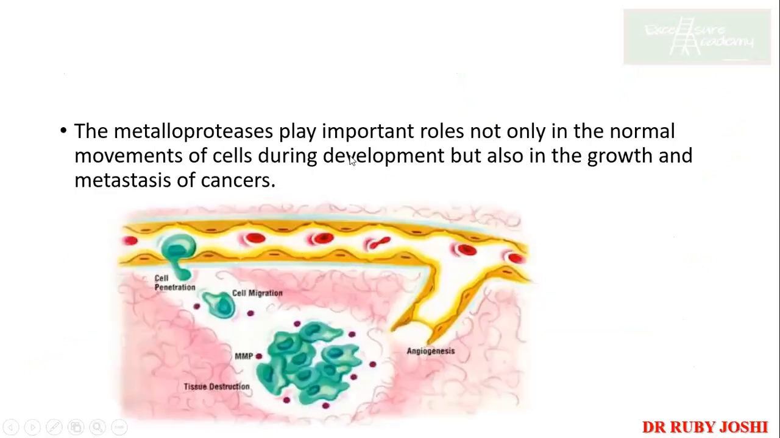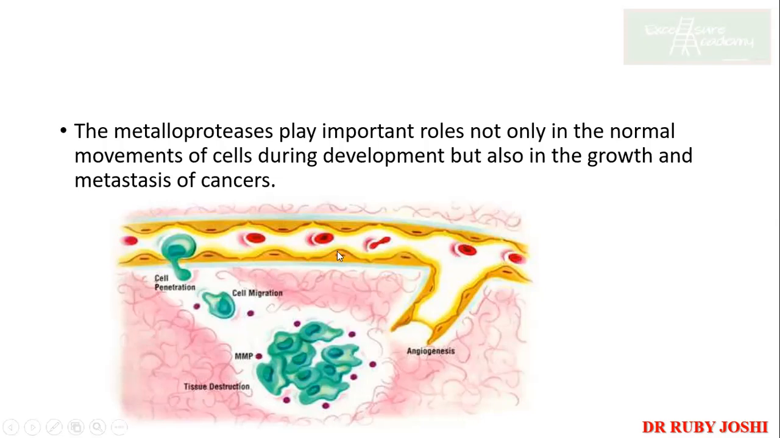Now, the metalloproteases play important roles not only in the normal movements of the cells during development, but also in the growth and metastasis of cancer. So we'll come to that. So see, guys, over here, what is happening? So cancer cells move very fast, okay? So just imagine the amount of metalloproteases they secrete and the overexpression of the integrin molecules. So when they are moving, the focal adhesions that form will be higher in number, so that the cancer cells can move faster, and the metalloproteases can just chop off the extracellular matrix and they can keep on adding.